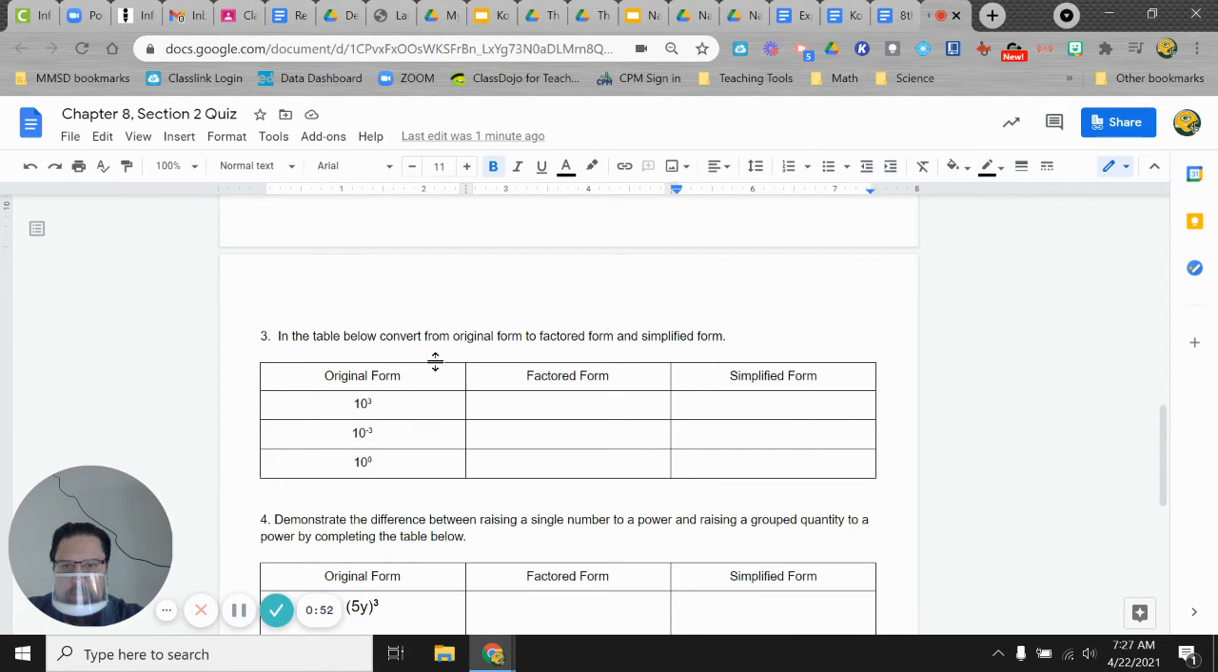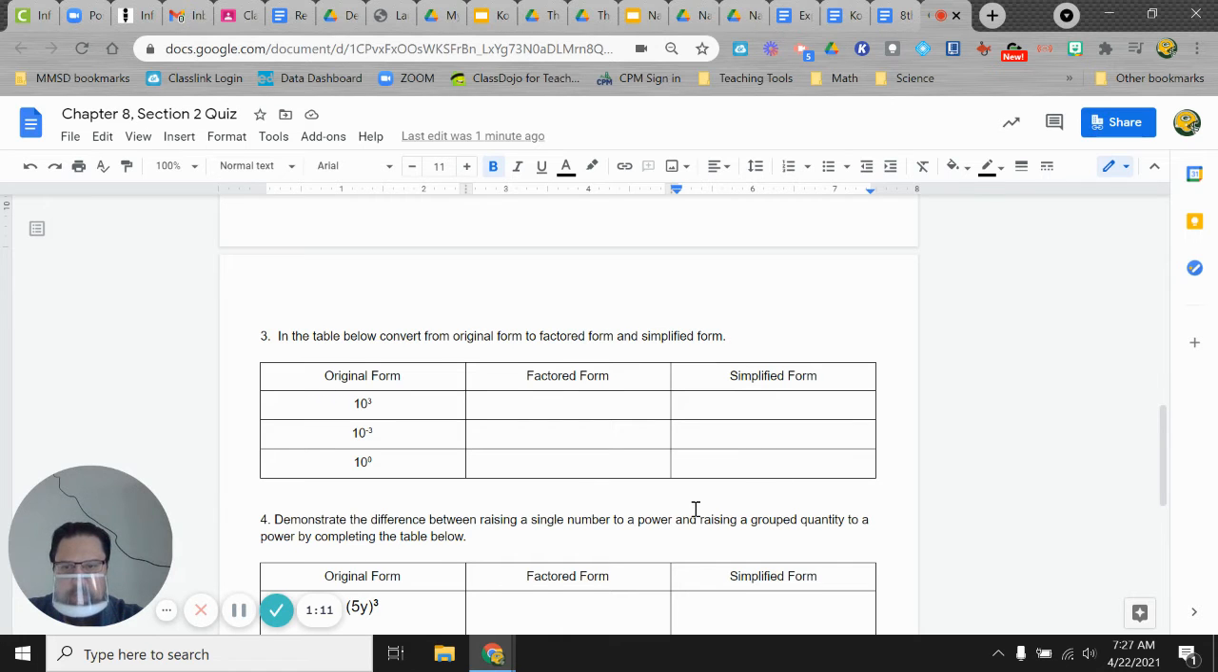In the table below, convert from original form to factored form and simplified form. So 10 to the third, what is that in factored form? Simplified form. 10 to the negative third, what is that in factored form? Simplified form. 10 to the 0 power, what is that in factored form?